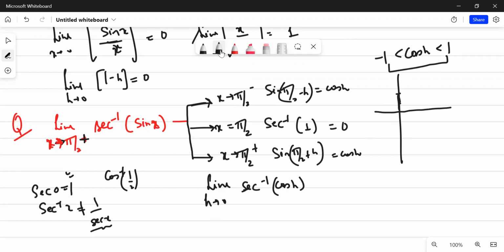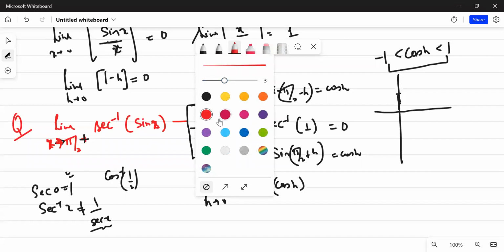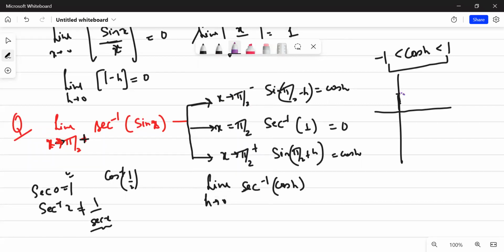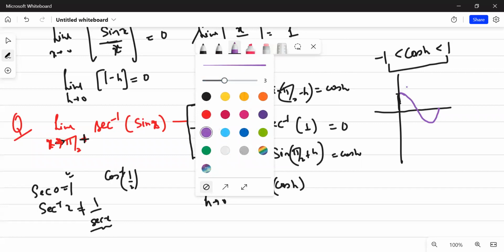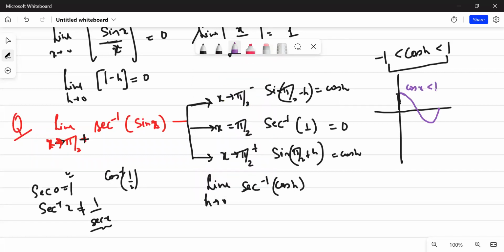What is cos 0, beta? 1. Exactly at x equal to 0, cos would be 1. But as soon as you deviate from 0, your value would be less than 1 strictly. So your cosine x would be strictly less than 1 for all x greater than 0 and less than pi by 2. So what will the value be here? Less than 1. Do you agree with me?